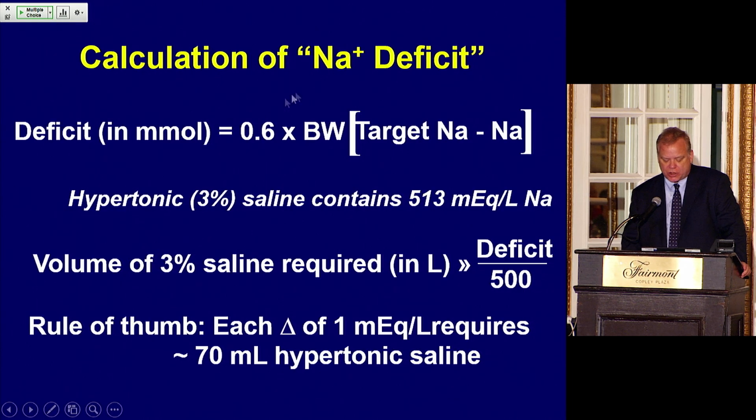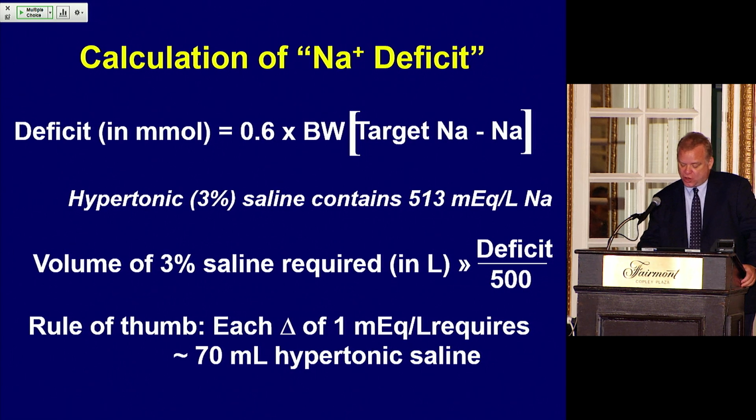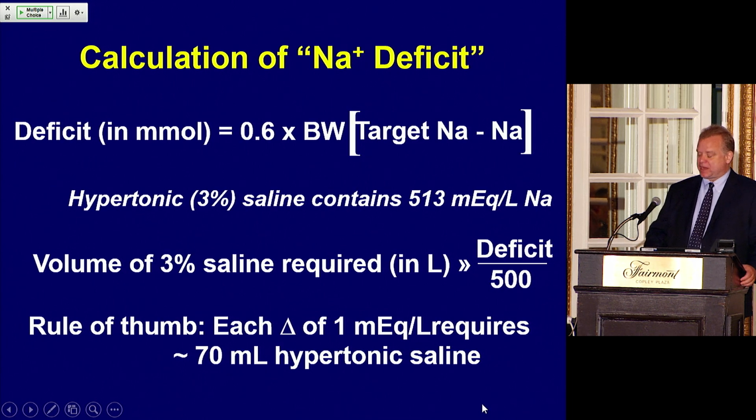You can use the sodium deficit calculation to decide how much hypertonic saline. The rule of thumb is each delta of 1 milliequivalent requires about 70 mLs of hypertonic saline.